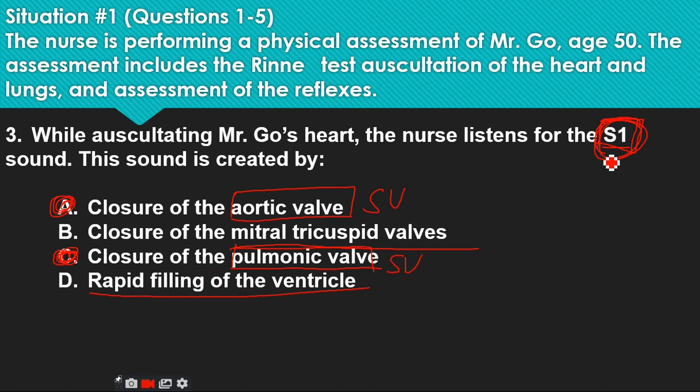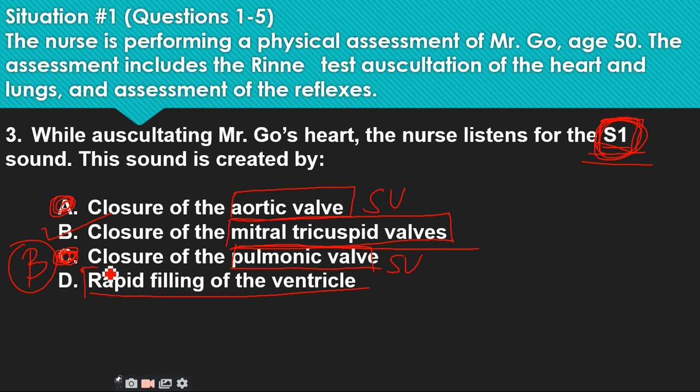And S1 is going to be your AV valves, or atrioventricular valves, and that talks about your mitral and also your tricuspid valve. So the best answer for number 3 is letter B. I hope you got the correct answer.